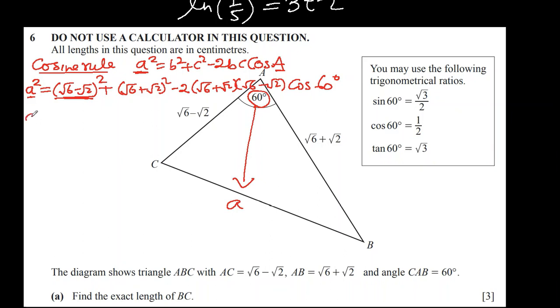So a square equal to, you may know this identity, a minus b whole square is a square plus b square minus 2ab. So if we use this identity here, it will be square root 6 square, which is 6, plus b square, which is square root 2 here in this case. So square root 2 square is simply 2, minus 2 times square root 6 times square root 2, which is square root 12.